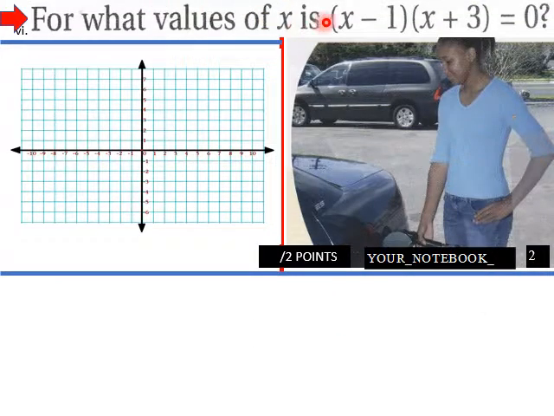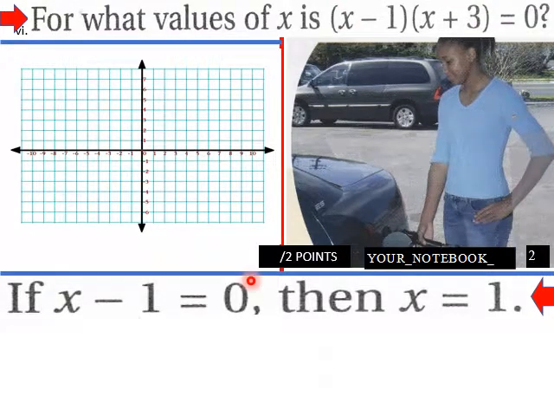For what values of x does (x minus 1)(x plus 3) equal 0? So we get to use our zero product rule here. x would equal 1. So your parabola for this would go something like this, and one leg of the parabola would cross here, then the other leg would cross over here at negative 3.